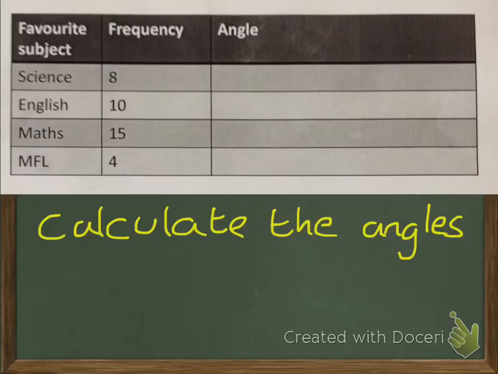So for your homework, calculate the angles, write down all the calculations that you do, make sure you copy the table out, and for a bit of extension work, have a go at drawing the pie chart fully using a protractor and see if you can do that for yourself.